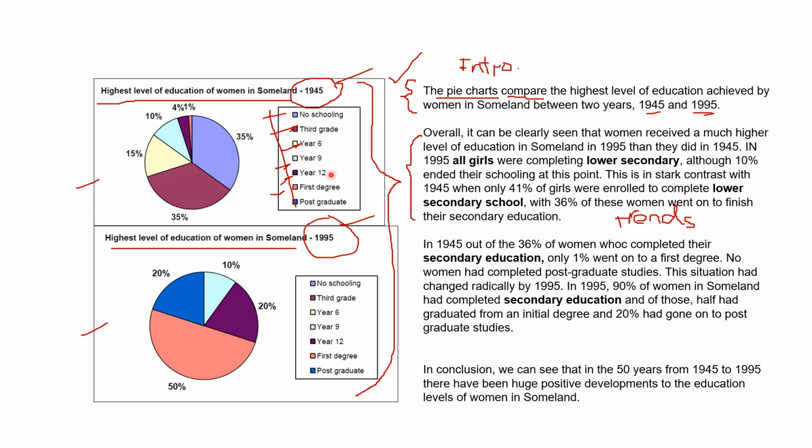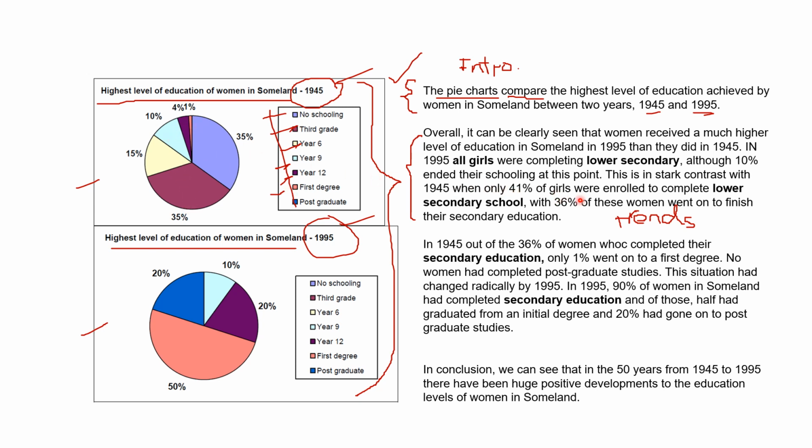those who were able to finish year 9, 12, and first degree are obviously those who were able to finish year 9. So let's add those up. Year 9, 10%, plus how many for year 12? 35, plus another 1% who was able to finish her first degree. So we have here 41. 35 plus 10 plus 1.